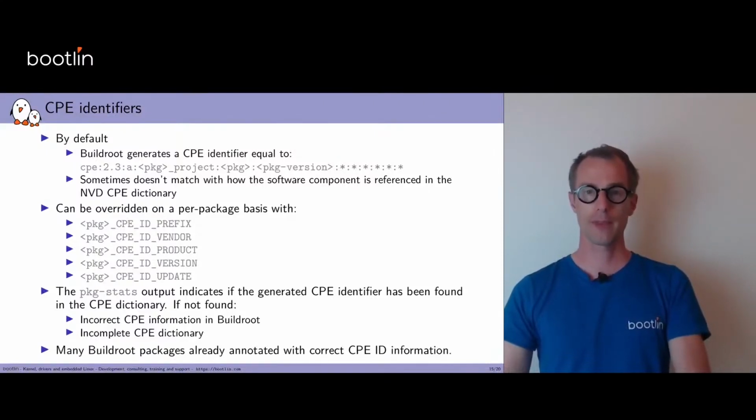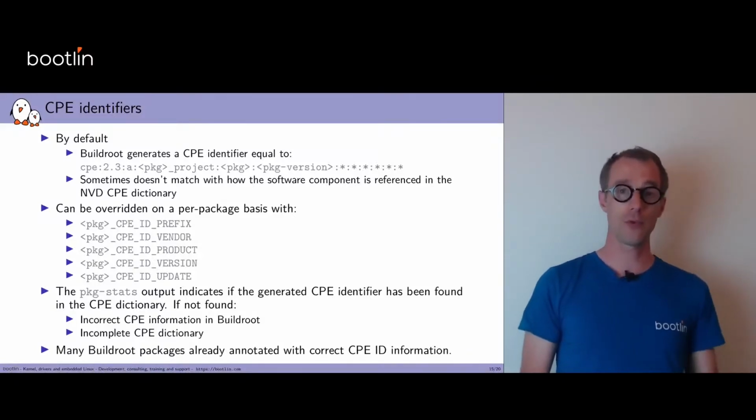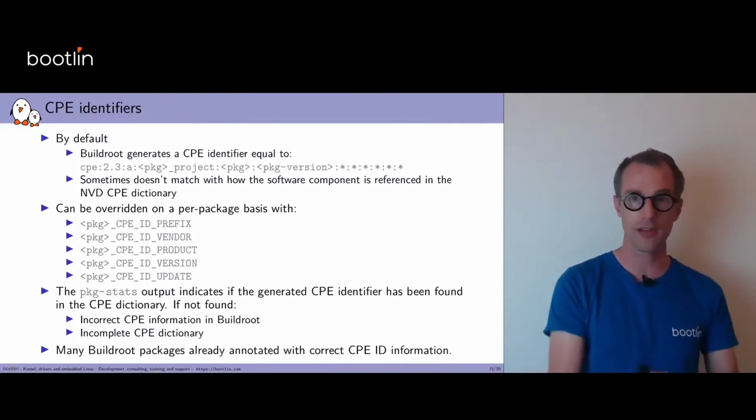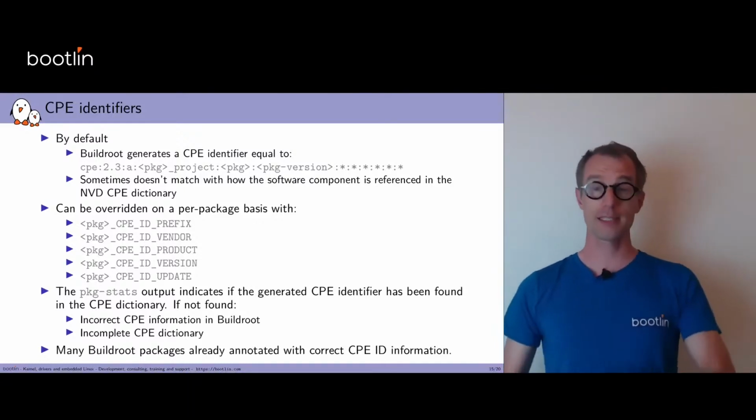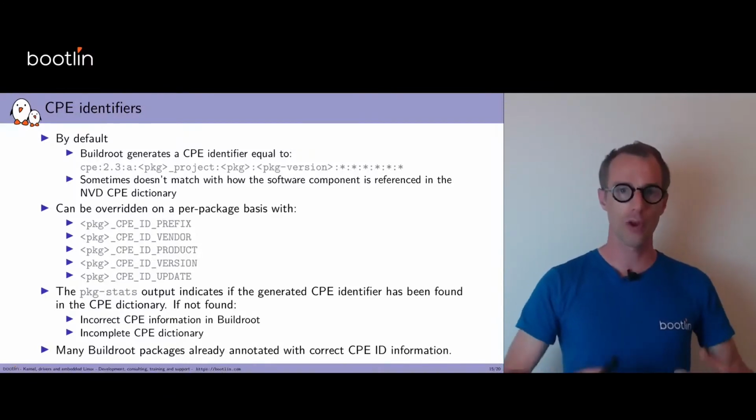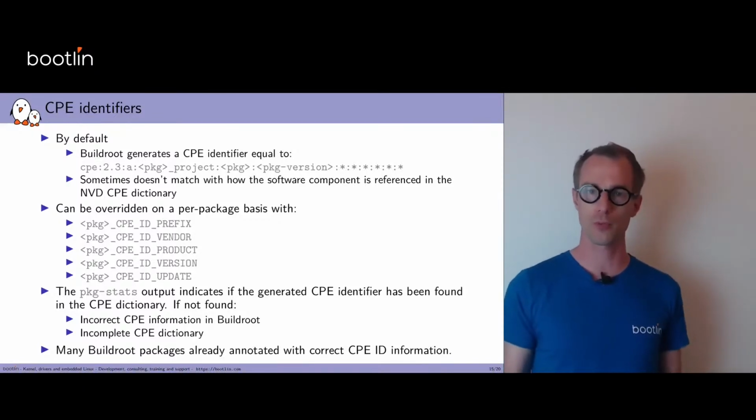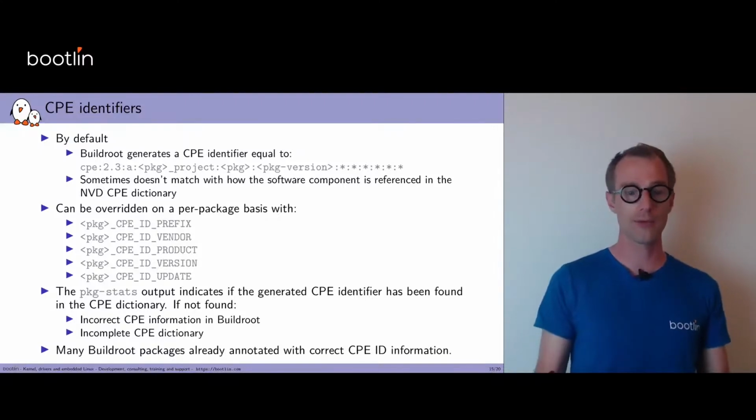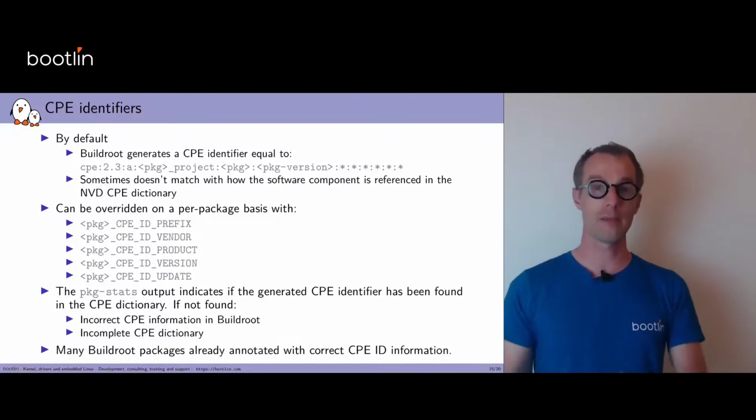And the Pkg-stats output indicates if the generated CPE identifier for every package has been found in the CPE dictionary. If it has not been found, then it either means that the CPE information in Buildroot is incorrect, like maybe the vendor name or the product name is not how it is referenced in the NVD database, but it can also mean that the NVD database is incomplete. Indeed, even though the maintainers of the NVD database are doing a great job at keeping it up to date with software releases from all those open source projects, it is really hard to keep track of them all, so they do not necessarily have the latest versions of all the software releases. So it may also be that the NVD database is incomplete.